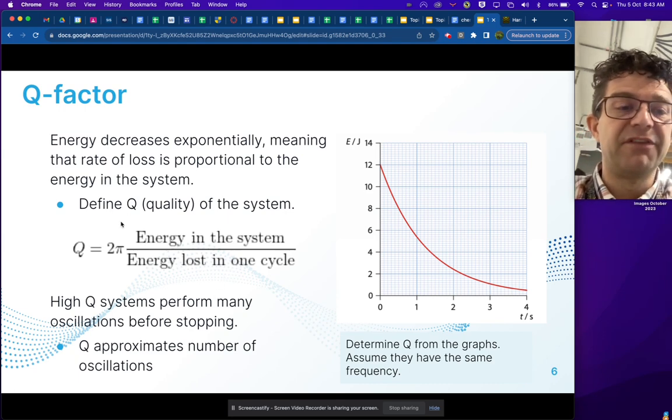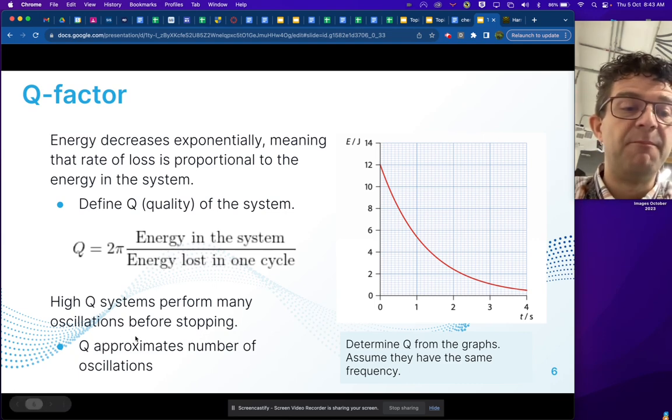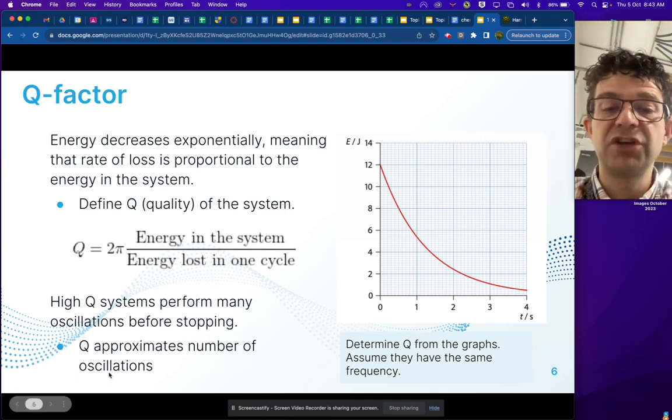The nice thing about the value of Q defined this way with the 2 pi here is that you can approximate the total number of oscillations that you will get in the system before it stops moving based on the value of Q.